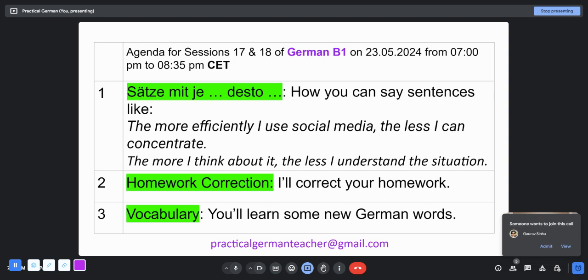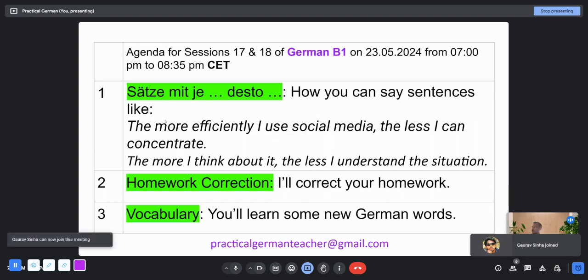meaning in English, sometimes you want to say sentences like, so what you see over here. One example, the more blah blah, the less blah blah. The more efficiently I use social media, the less I can concentrate. I can also say the more faster I use social media, the faster I can concentrate.